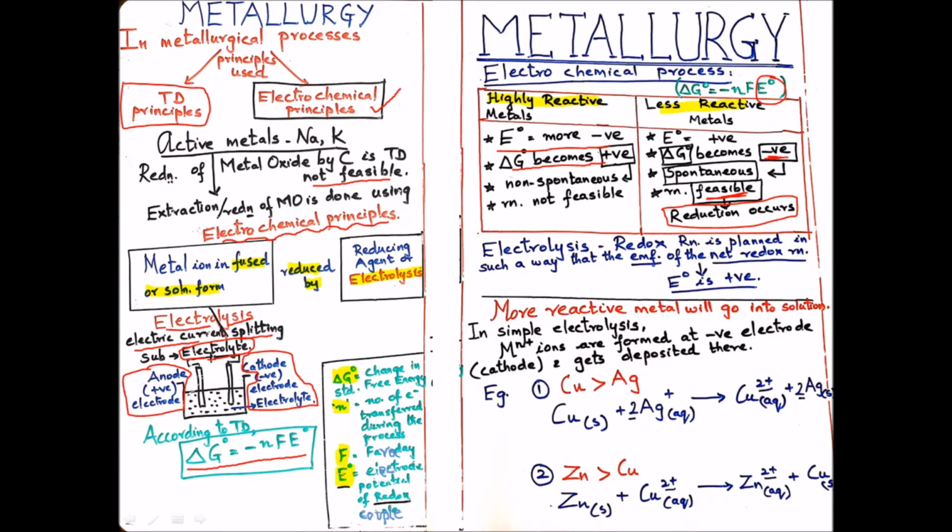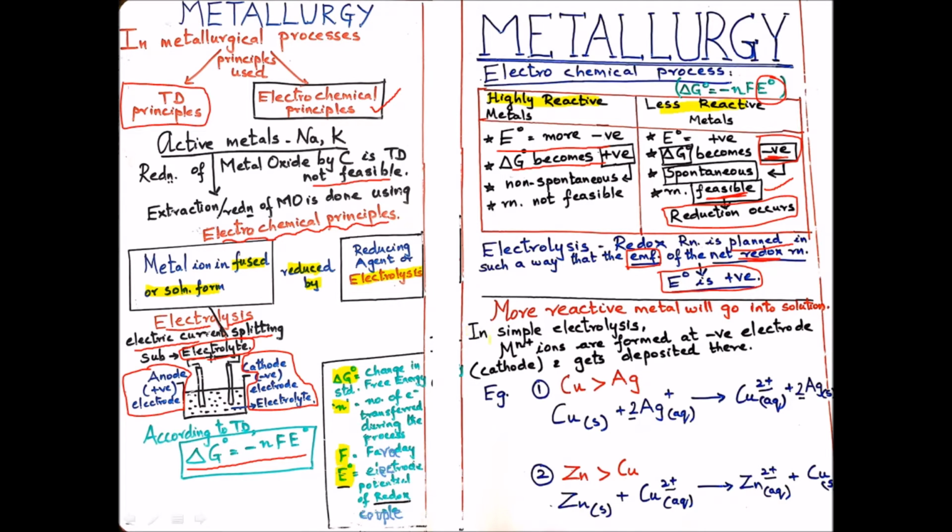During electrolysis, the redox reaction is planned in such a way that the EMF of the net redox reaction is positive. In an electrochemical process, both oxidation and reduction occur, so it is called a redox reaction. And in the redox reaction, E naught value will have to be positive, and only then delta G naught value will become negative and it will become a feasible reaction for reduction to occur.